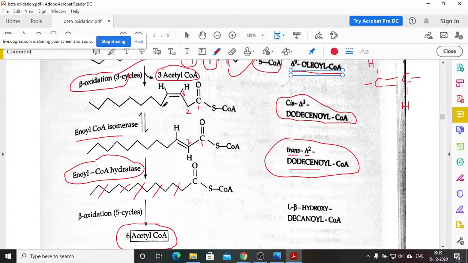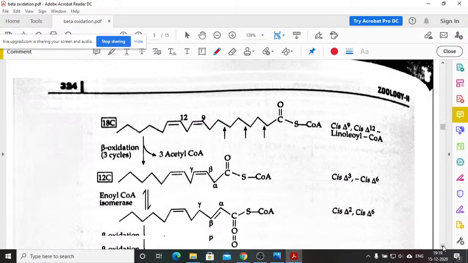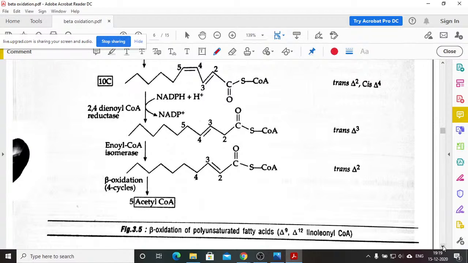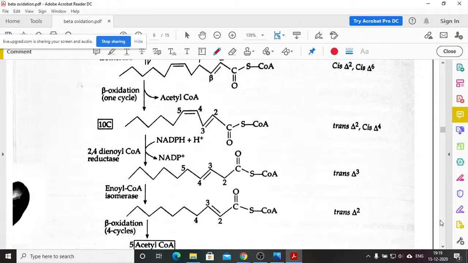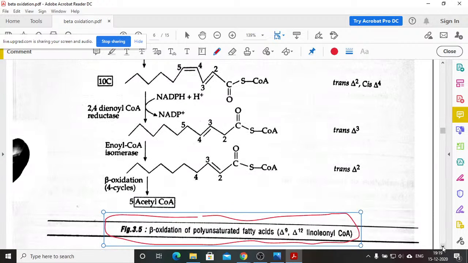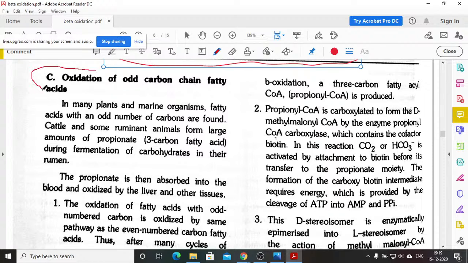With this, I will stop my class over here. But on the next day, I will be talking about when there are many double bonds present. You had talked about a single unsaturation, that means a single double bond is present. We will talk about polyunsaturation. Then after that, we will be talking about oxidation of odd carbon chain fatty acid in the following classes.